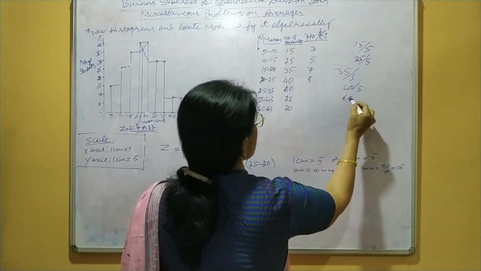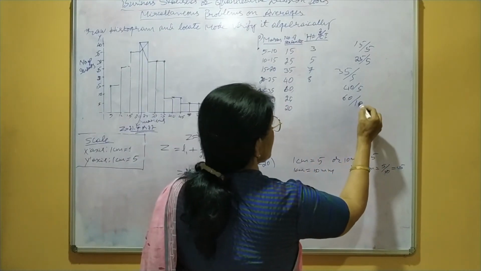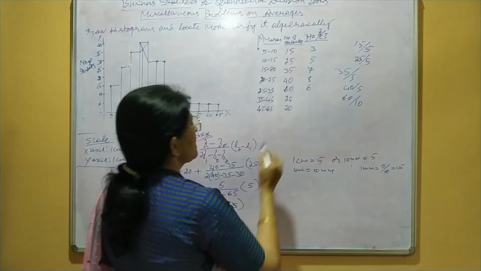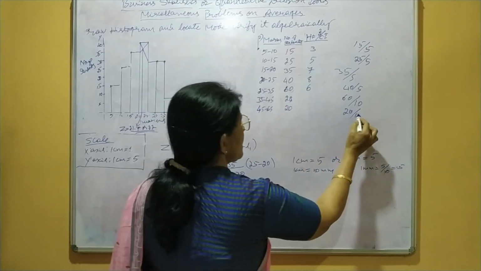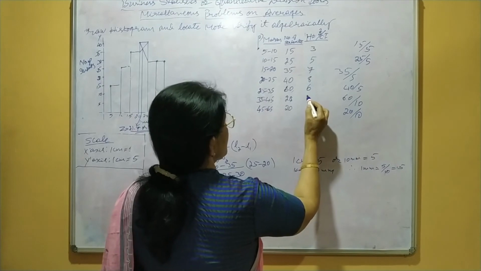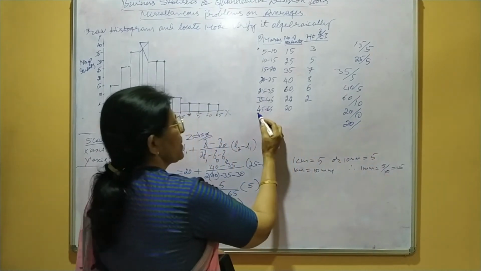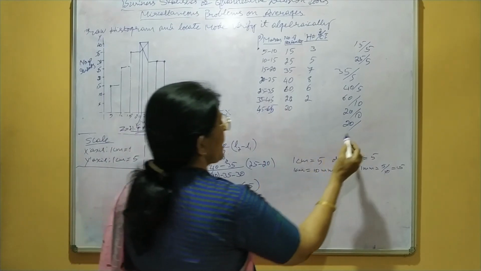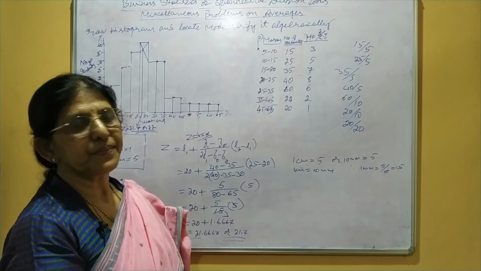60, class interval is how much? 25 to 35. Class interval is 10. It is 6. Next one, 20, class interval is 10. That is 2. Next, 20, class interval is how much? 45 to 65. Class interval is 20. Therefore, it is 1.